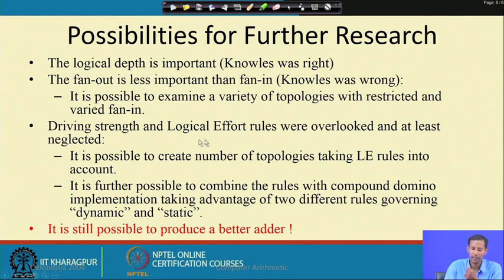Then the driving strength and logical effort rules were overlooked or at least neglected. It is possible to create a number of topologies taking these logic element rules into account, and it is further possible to combine the rules with compound domino implementation, taking advantage of 2 different rules governing dynamic and static. It is still possible to produce a better adder.